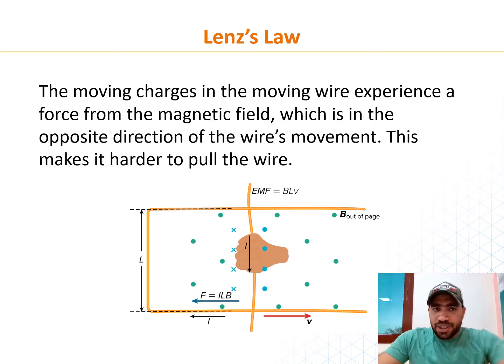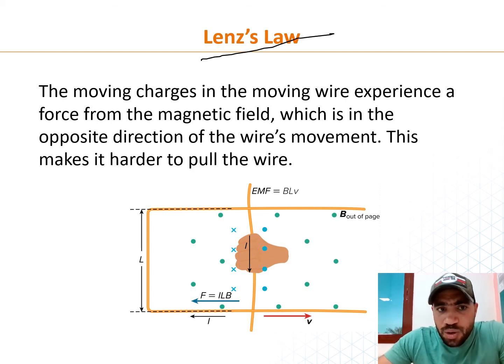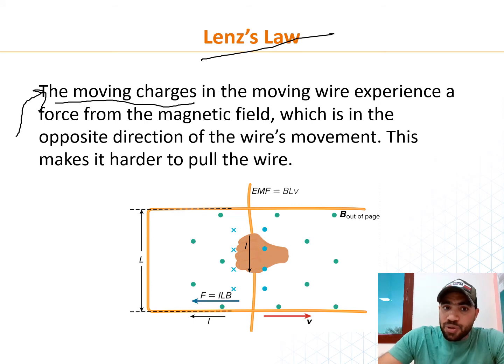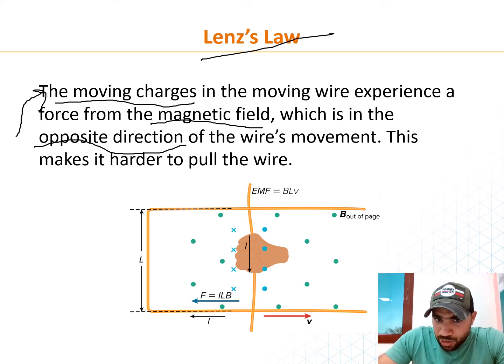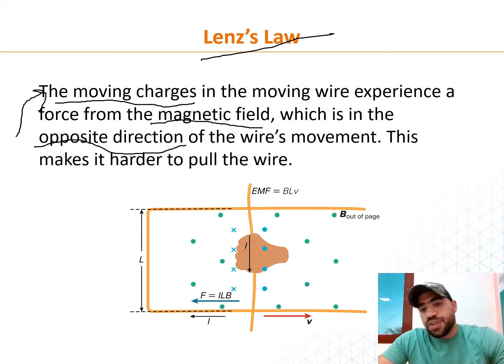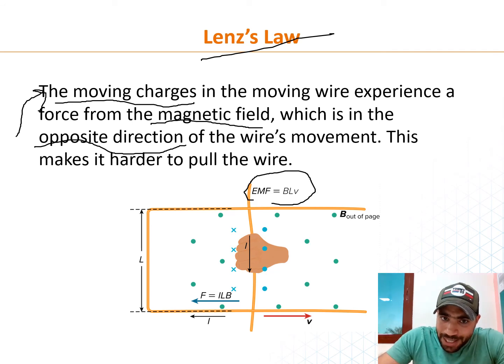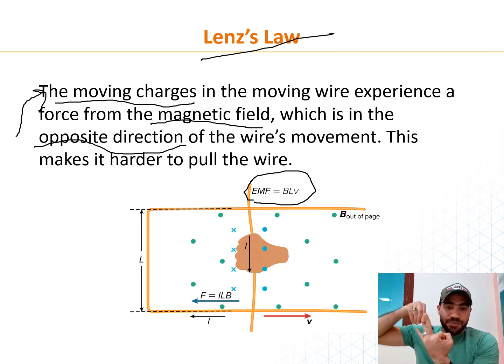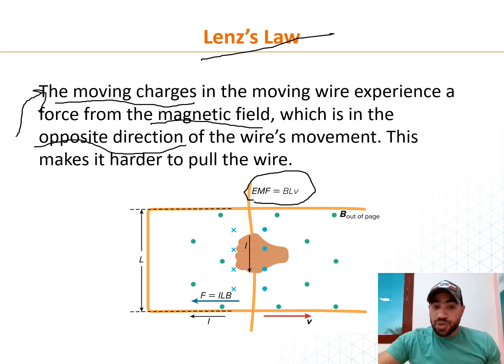We can read here together Lenz's law. What is the meaning of Lenz's law? Lenz's law says that a moving charge in a moving wire experiences a force from the magnetic field. It will produce a magnetic field in the opposite direction of the wire's movement. Don't forget this formula; we will use it later to solve some problems. EMF equals BLV. What is B? B is the magnetic field. What is L? The length of the wire. What is V? The velocity of the wire.